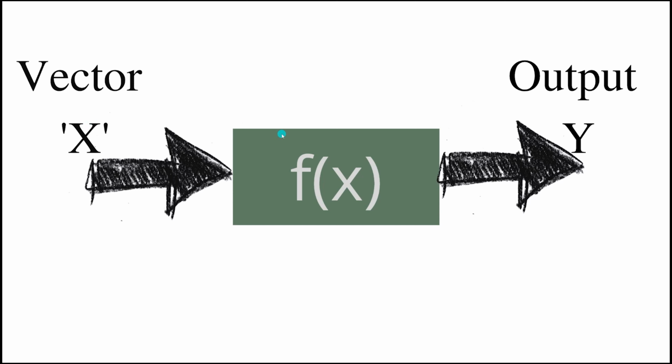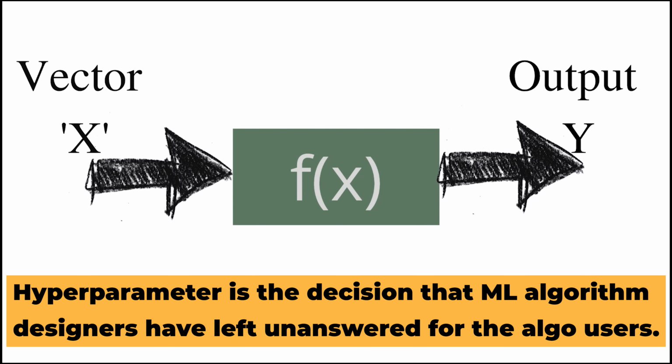So that's why we need to provide our ML function or algorithm a bunch of training data, where we show the function what value of x we want to generate y. The parameters that the ML algorithm is learning are what we basically call parameters. There is an easy way to remember hyperparameters. Hyperparameters are decisions that ML algorithm designers have left undefined for users, so that we have enough flexibility to not overfit or underfit our trained ML model.